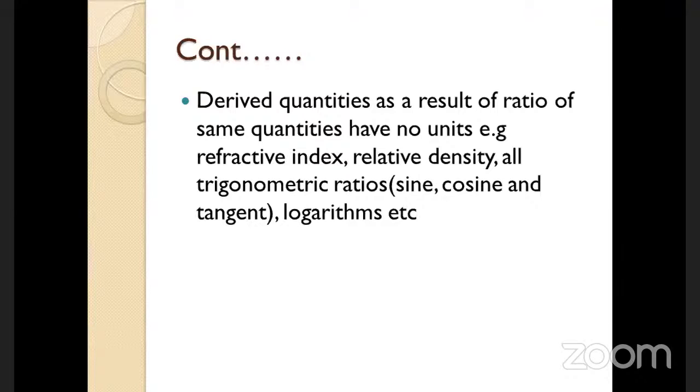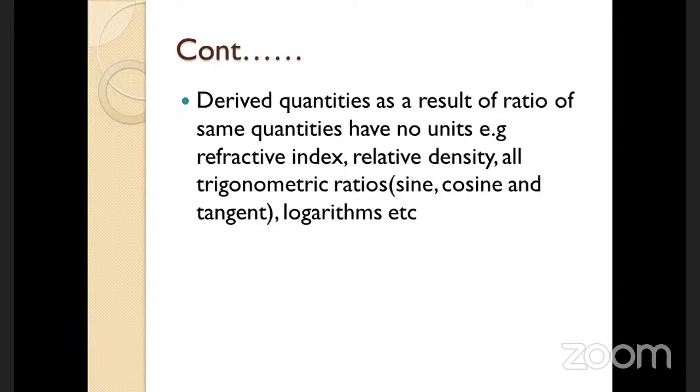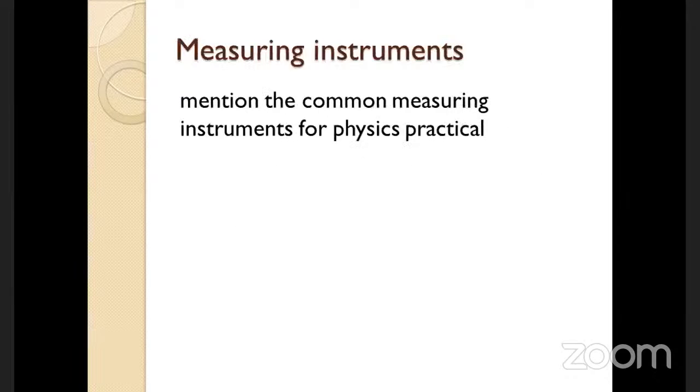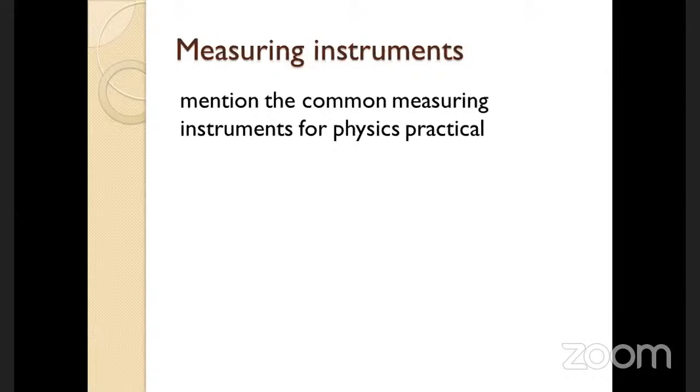We have derived quantities like relative density. Density of one substance as a ratio to the other. So you're expressing one density to the density of another substance. Because they are the same quantities, it has no unit. All trigonometric ratios, sine, cosine, and tangent, plus logarithms, do not have units. To wind up, I want us to briefly mention the common measuring instruments for physics practical.